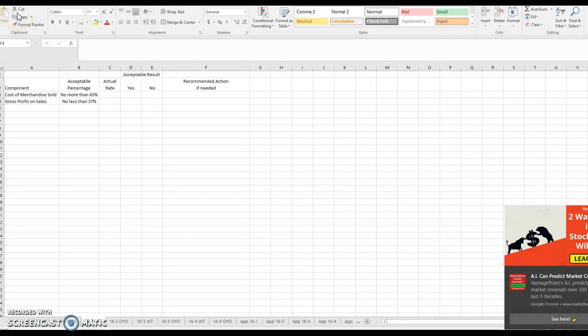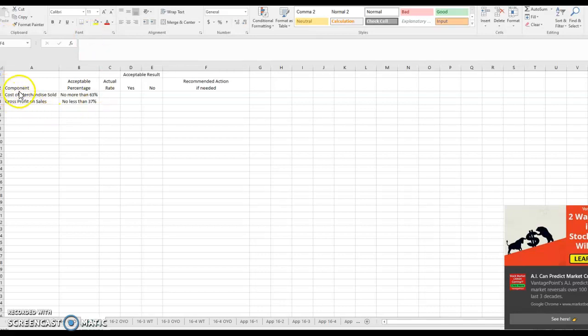The first one says A to Z Auto Parts determines that no more than 63 cents or 63% of each sales dollar should be devoted to cost of merchandise sold. So they want us to compare the actual component percentage for cost of merchandise to the acceptable percentage. Indicate if the actual component percentage is acceptable or unacceptable. If it's unacceptable, suggest an action that corrects it.